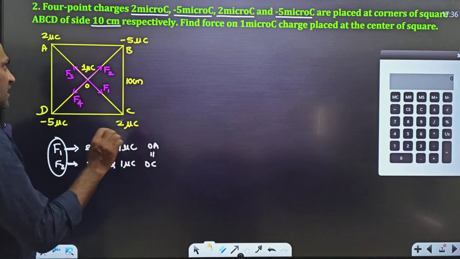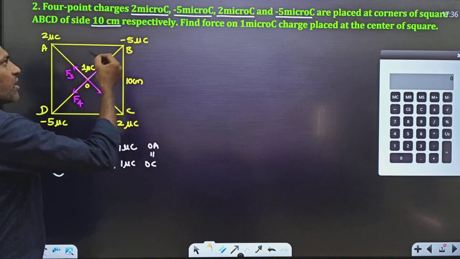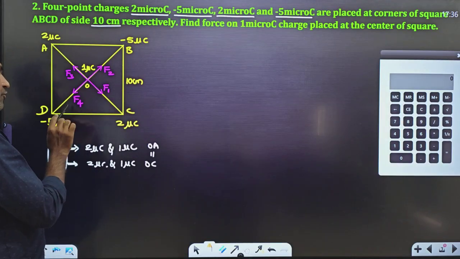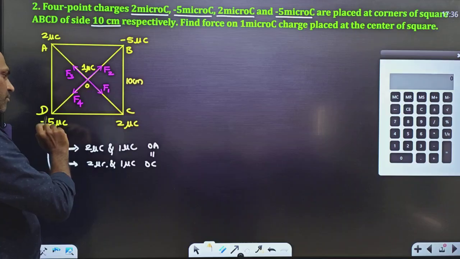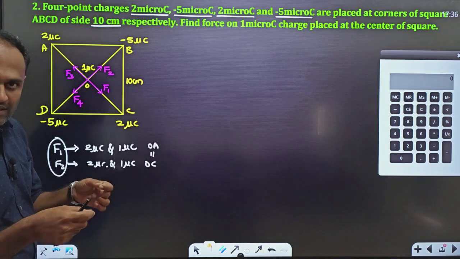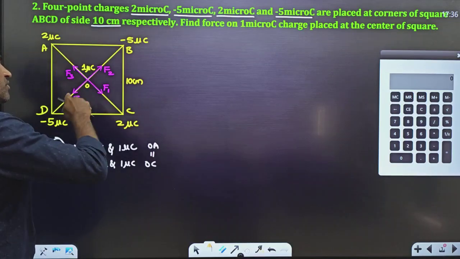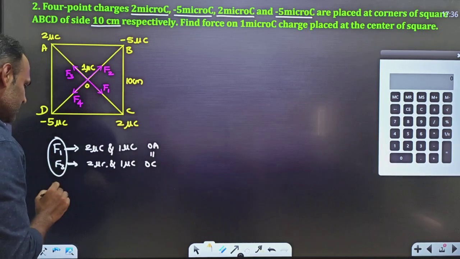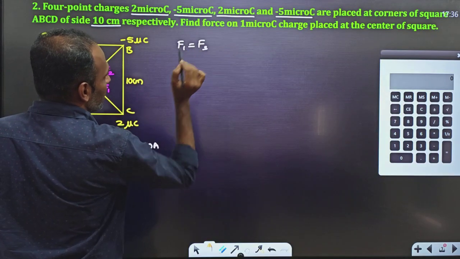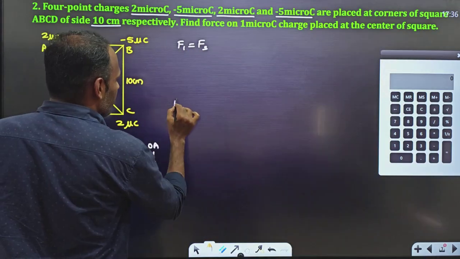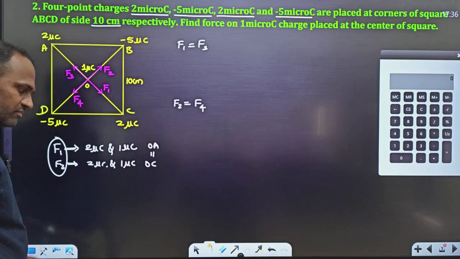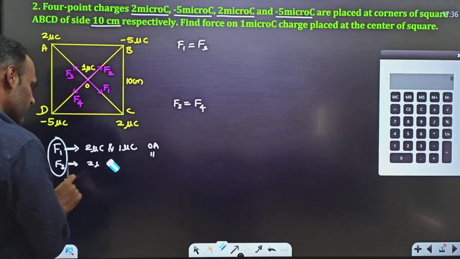Correct? Next, similarly F2 is the force between 1 micro and minus 5 micro. Distance between them is OB. F4 is the force between 1 micro and minus 5 micro. Distance between them is OD. So charges are same, distance is same, so these both forces will be equal. It means that F1 and F3 are equal. Similarly, F2 and F4 are equal. These two forces are equal.